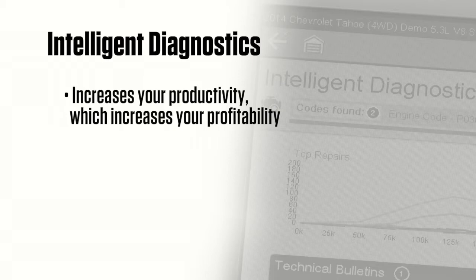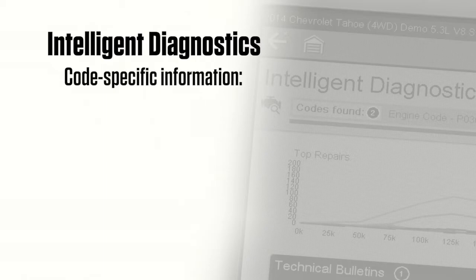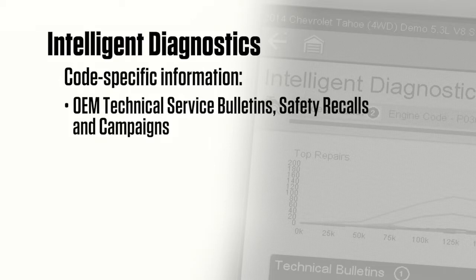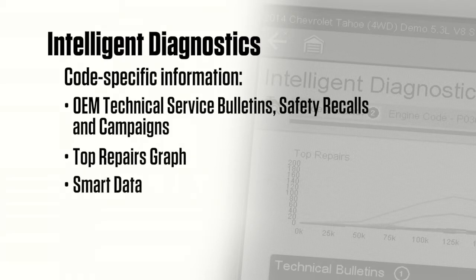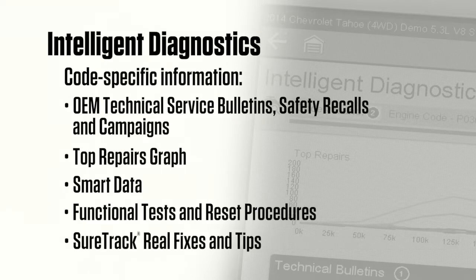Intelligent Diagnostics is a companion feature of the scanner function. From one menu, it can provide the following code-specific information: OEM technical service bulletins, safety recalls and campaigns, top repairs graph, a graph of the specific parts and procedures most frequently used to fix the selected code or symptom. Smart data, a custom PID list highlighting specific PIDs that are operating outside known good values. Functional tests and reset procedures, SureTrack real fixes and tips.